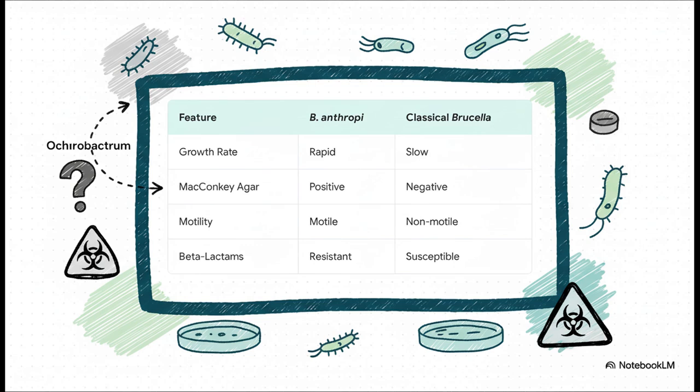And this, right here, is your get-out-of-jail-free card. This is where good old-fashioned microbiology comes to the rescue. Look, Brucella anthropi is a fast grower. It pops up on MacConkey agar just fine. And it's motile, it swims. The classical, dangerous Brucella species, they're the exact opposite. They're slow, they hate MacConkey, and they don't move. Honestly, these simple phenotypic checks are your first, best, and most critical line of defense. This is what stops you from having a really, really bad day.